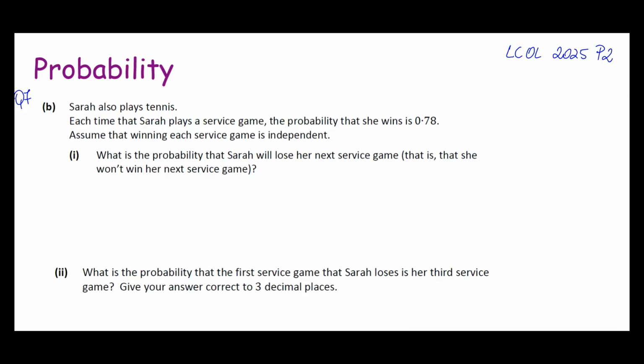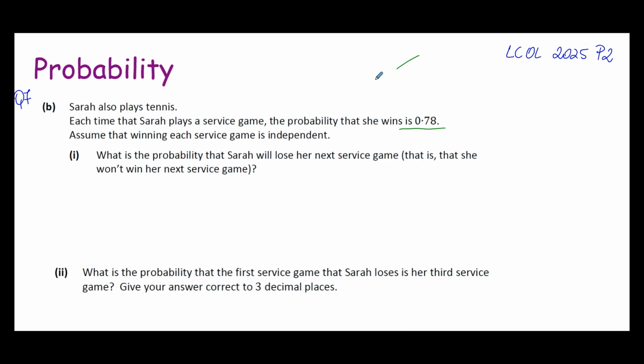So let's look at some more probability questions. Sarah also played tennis, because in part A we were talking about Sean. Each time that Sarah plays a service game, the probability that she wins is 0.78. So here we have numerical information.